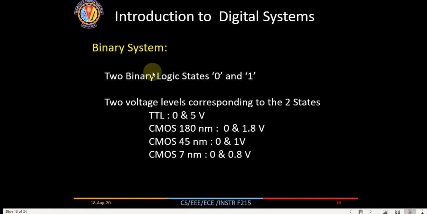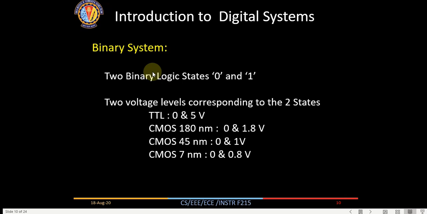Right. Okay, now coming to digital systems. There are two binary logic states, right? That is the difference between an analog and a digital system. So don't try to note things down. I'll share the PDF as well as the video.